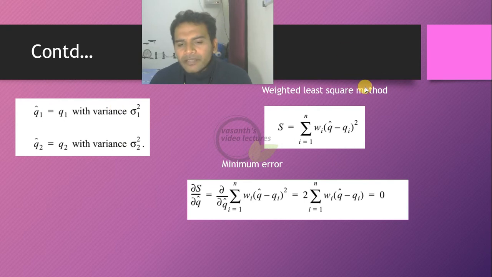When you want to derive a minimal error, that means the difference between the two sensory data should be equal to 0.